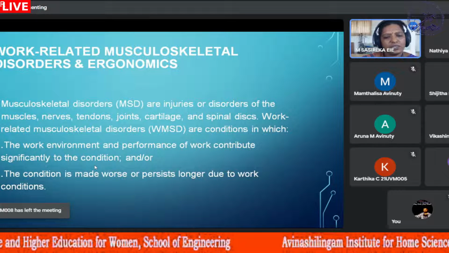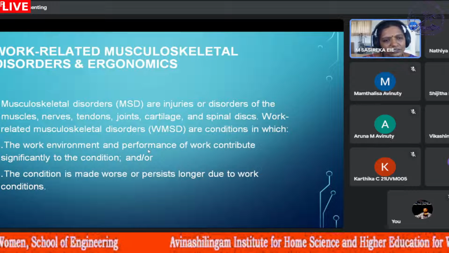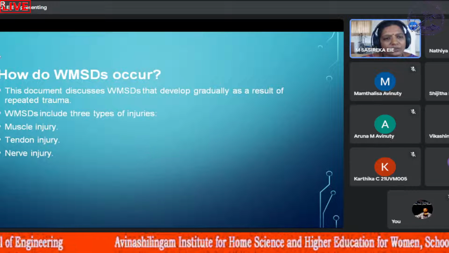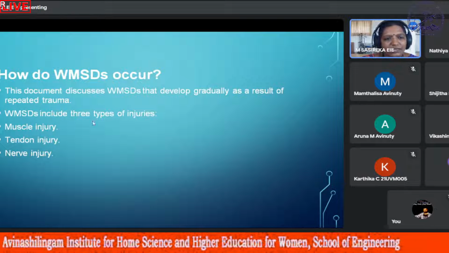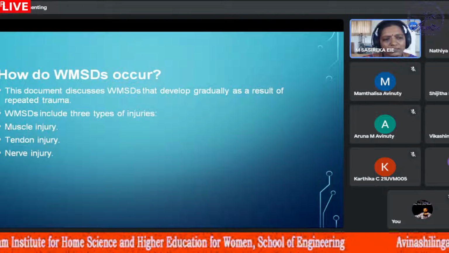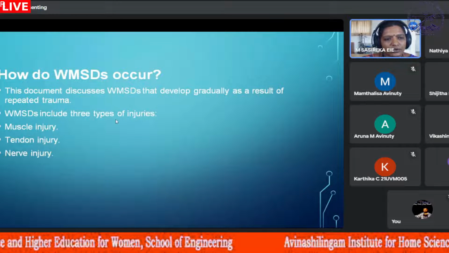So this condition becomes worse or persists longer due to work conditions. Okay. So why is this occurring? Because of the three types of injuries. One is muscle injury, tendon injury, and the third one is the nerve injury.